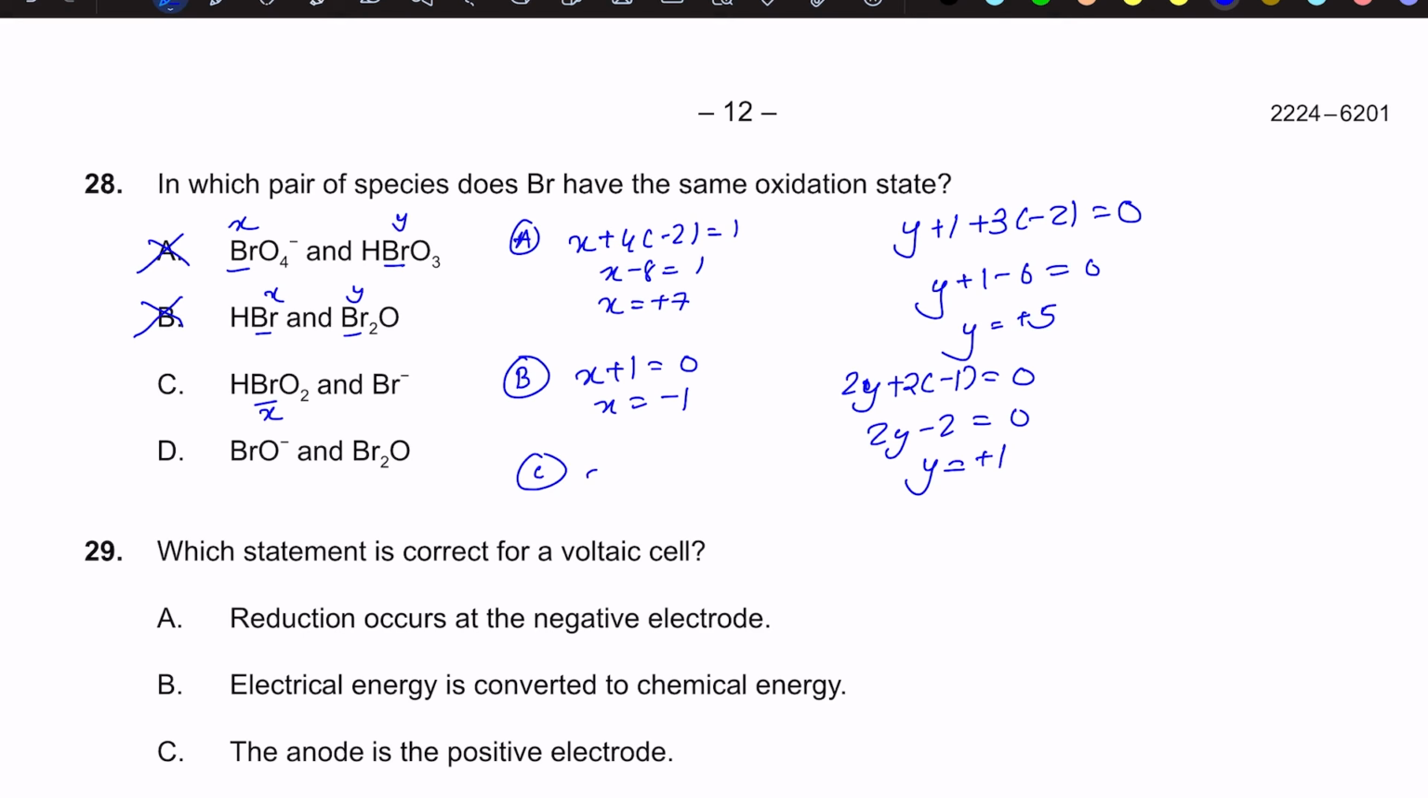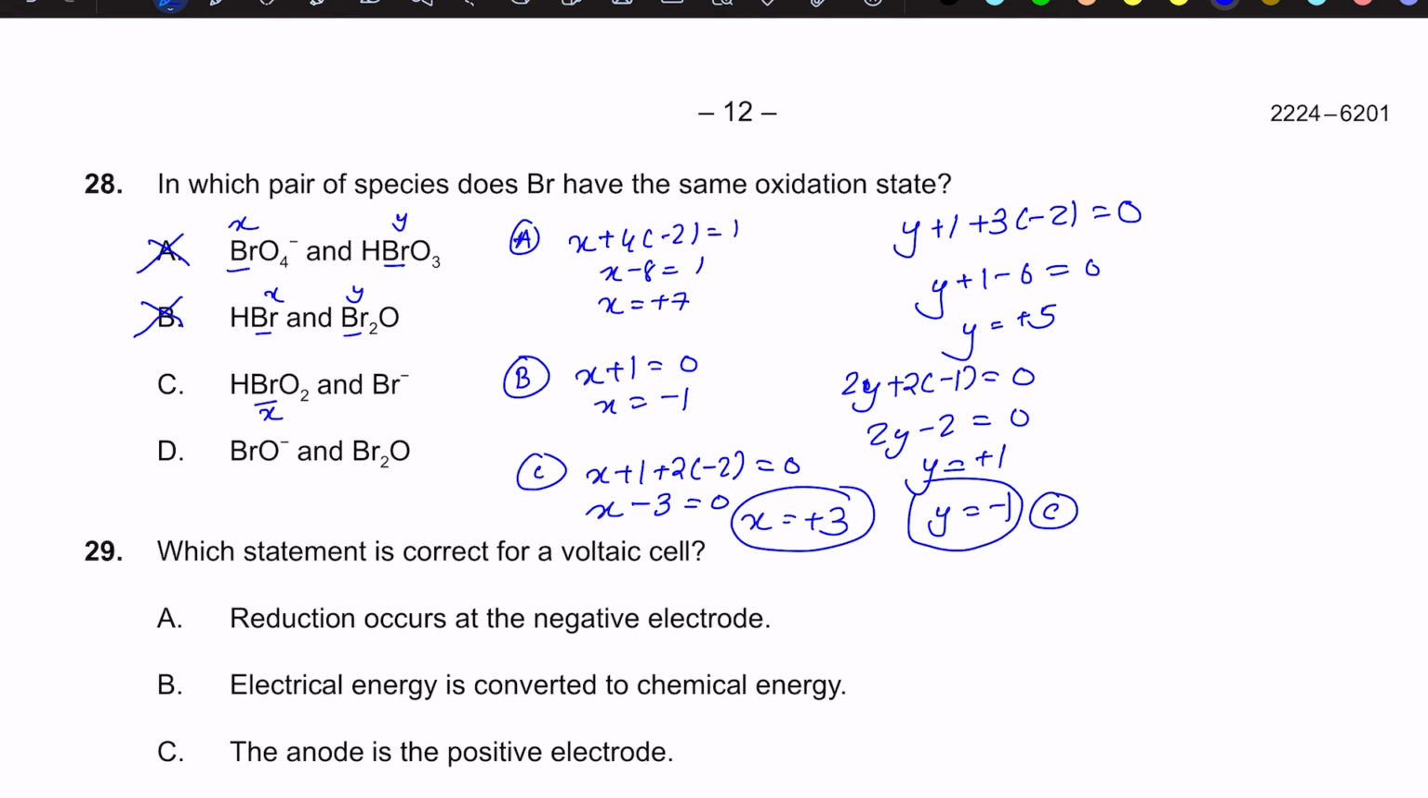This is X. So X plus 1 plus 2 times minus 2 equals 0. So X minus 3 is 0, so X is basically plus 3. And in Br minus, your Y oxidation number is negative 1. So this is for option C. Obviously it's also wrong, so D can only be our right answer, but we'll check the options for D.